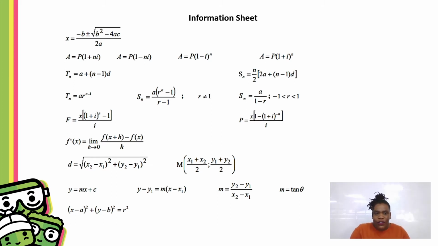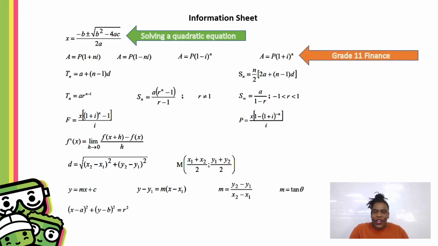All the things you need for Question 1 are in the first row. The quadratic equation is there. That's what you use for the first question, which is equations. Question 2, when you get to financial mathematics, you have your Grade 11 finance formulas.